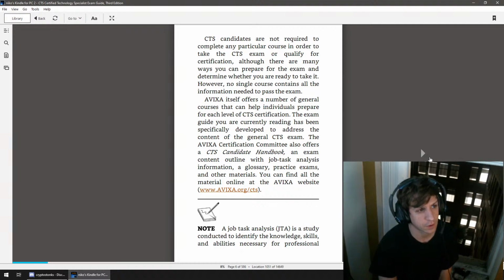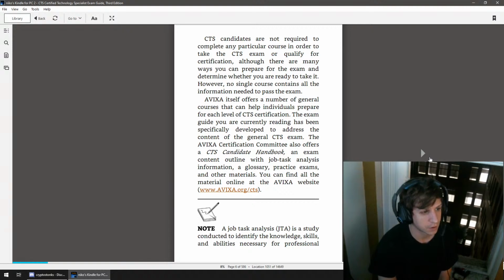AVIXA itself offers a number of general courses that can help individuals prepare for each level of the CTS certification. The exam guide you are currently reading has been specifically developed to address the content of the general CTS exam. The AVIXA Certification Committee also offers a CTS candidate handbook and exam content outline with job task analysis information, a glossary, practice exams, and other materials.